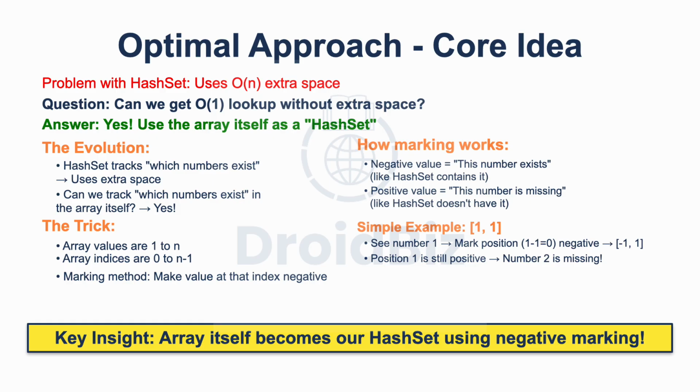How does marking work? A negative value means this number exists, just like a hash set contains it. A positive value means this number is missing, like the hash set doesn't have it. Let's see a simple example with the array 1, 1. We see number 1. We mark position 1-1, which is 0, as negative. The array becomes -1, 1. Position 1 is still positive, which means number 2 is missing. Here's the key insight. The array itself becomes our hash set using negative marking. This eliminates the need for extra space.